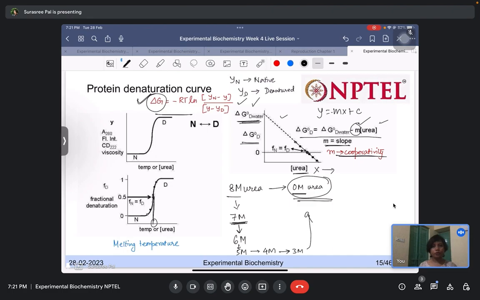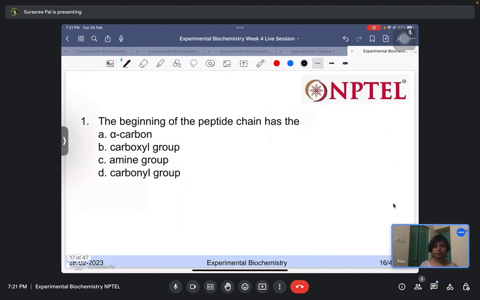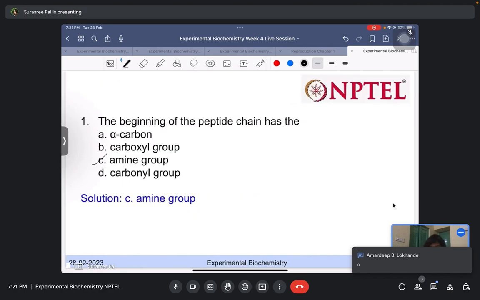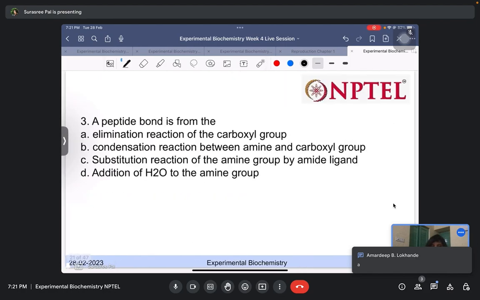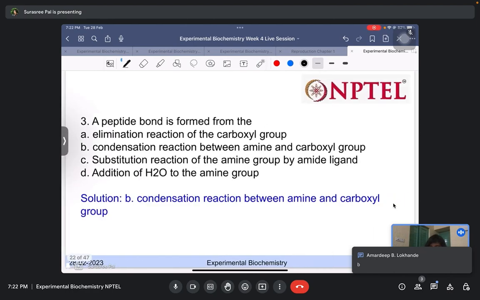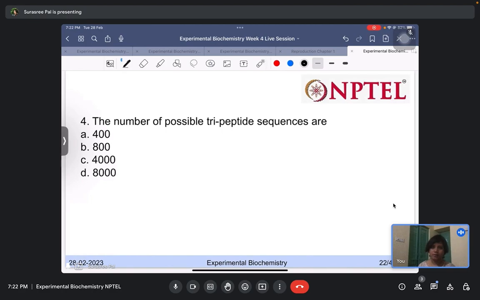Alright, then let's move on to the question answers. Please tell me your answers, or you can write in the chat box. Right answer. Next question. Correct. Correct again. Peptide bond is formed by condensation reaction. Next question.